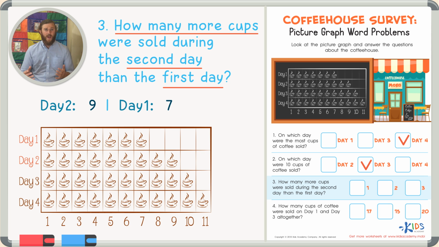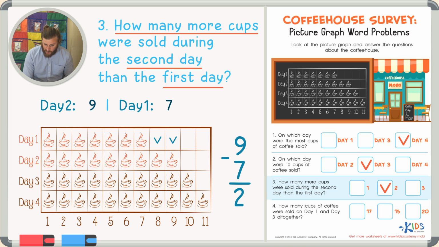So the question wants to know how many more cups of coffee were sold on that second day. Well, to figure out how many more, we're going to have to subtract. We can subtract 7 away from 9. So let's go ahead and count up from 7. 7, 8, 9. So there were 2 more cups of coffee sold on the second day than the first day. Let's go ahead and check 2. We could have also used visuals. If we look at day 2, it goes up to 9, and day 1 only goes up to 7. We can see that there is a difference of 2 cups of coffee, or there are 2 blank spaces. So you can use visuals, or you can use subtraction.